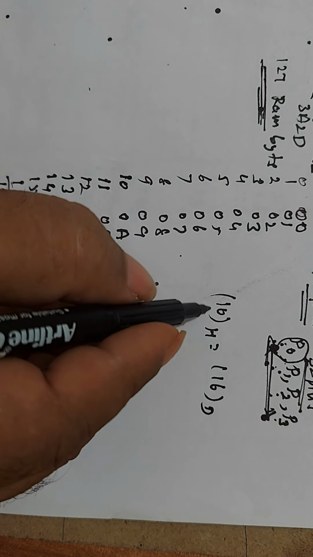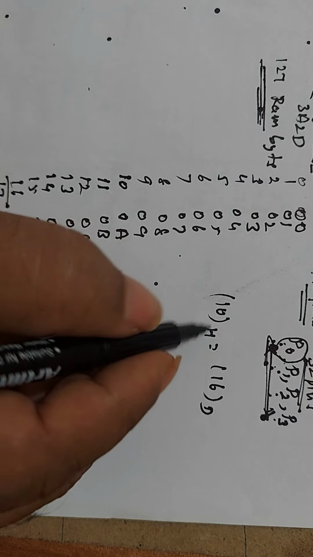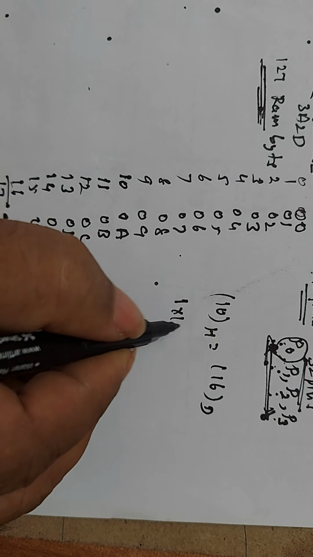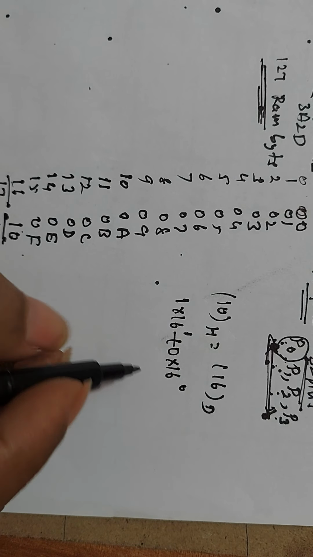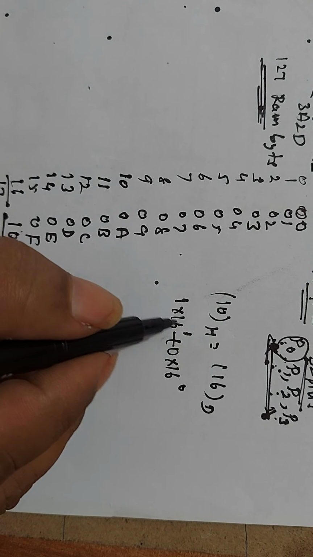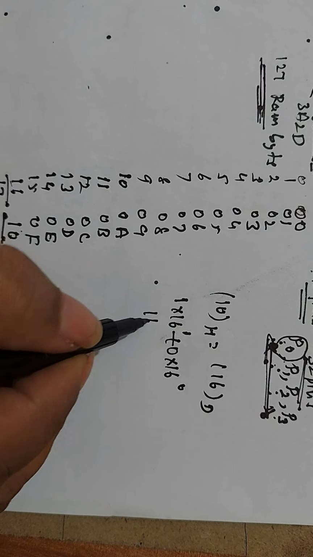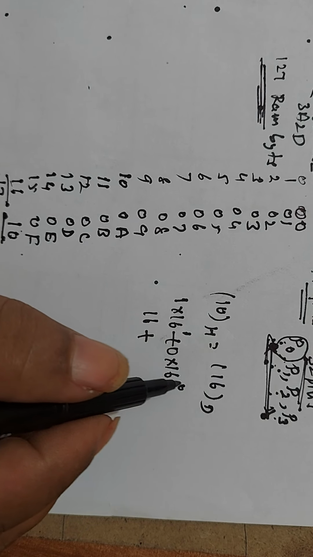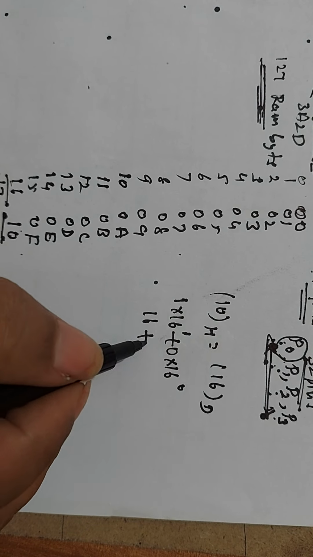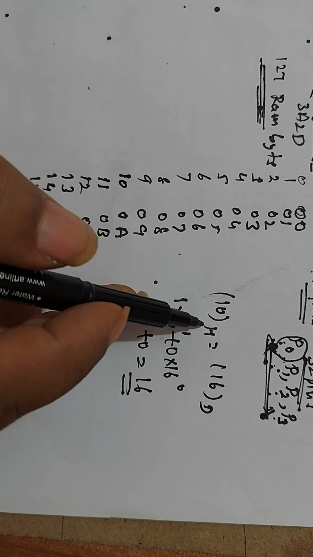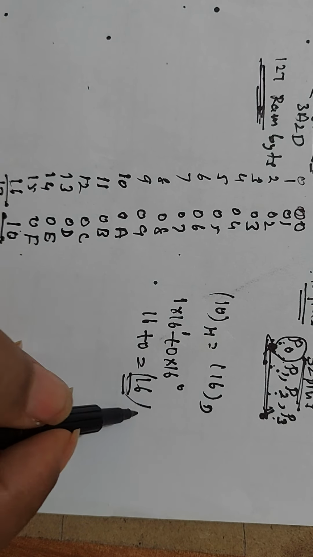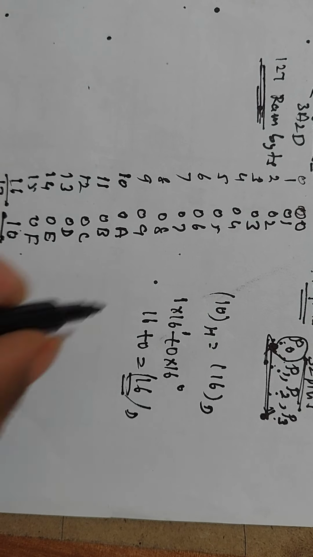I will convert this. There are 2 bits, 1 and 0. 1 into 16 power 1 plus 0 into 16 power 0. 16 power 1 is 16, so 16 into 1 is 16, plus 16 power 0. Anything to the power of 0 is 1, so 1 into 0 is 0, which is equal to 16. Therefore, 10 in hexadecimal number is equal to 16 in decimal number.